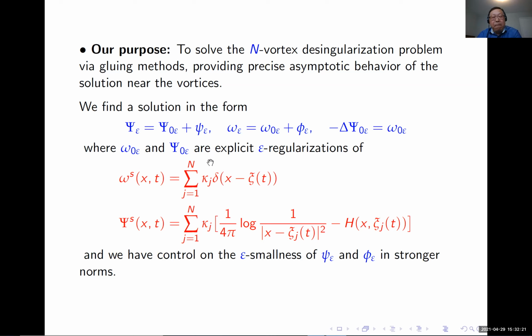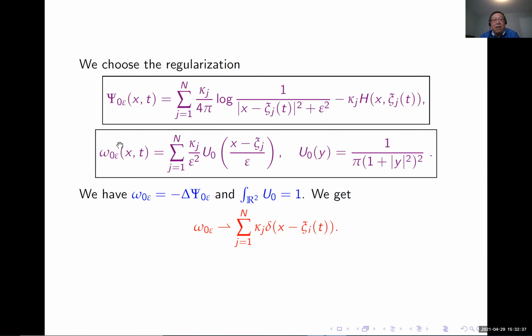So we found a solution. We desingularize the vortex. We found a system of desingularized vortices, which are explicit regularizations of this vortex. So what is the regularization? This is our regularization. Our vorticity is just a summation of the Lamb-Oseen solution. We take a summation, and as epsilon goes to zero, this will go to a Dirac measure, right? And accordingly, we should regularize the Green's function in this way, okay?